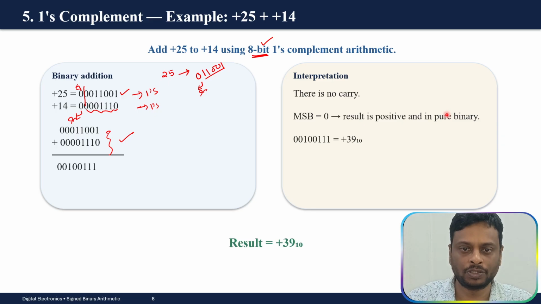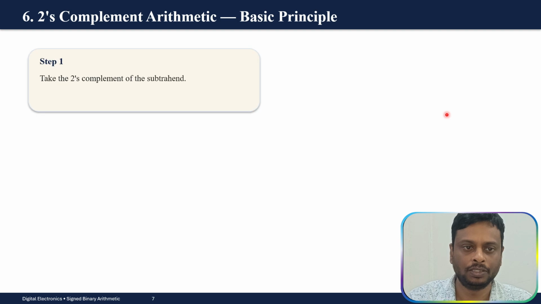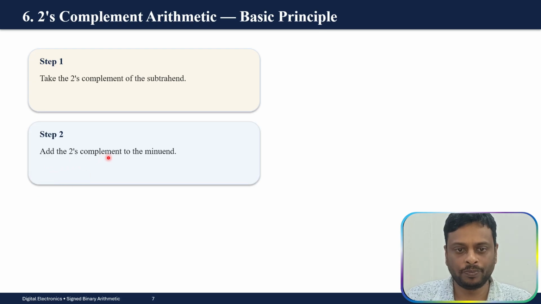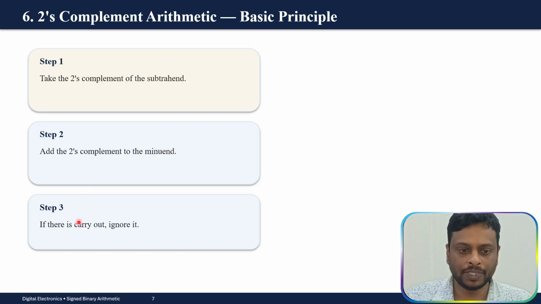Again, the result is +39, now with 2's complement. So let us see what the 2's complement is. Take the 2's complement of the subtrahend, then add the 2's complement of the subtrahend to the minuend. Then if there is a carry, you have to ignore it. In this case, if you are doing the 2's complement arithmetic, you have to ignore that carry.